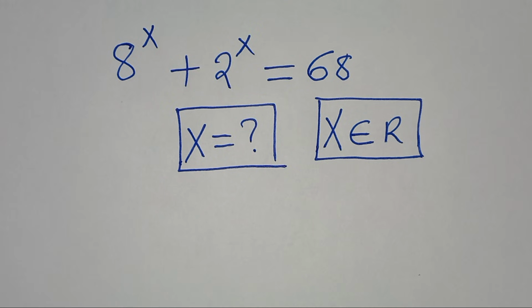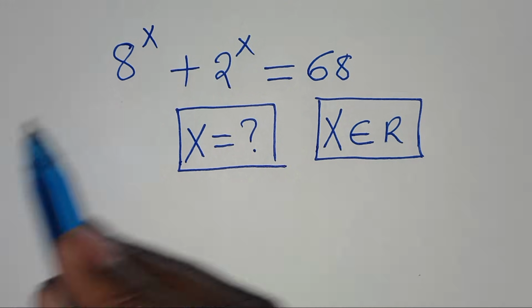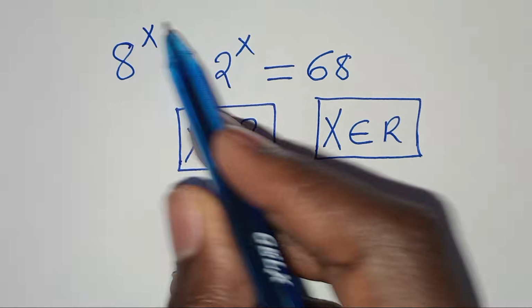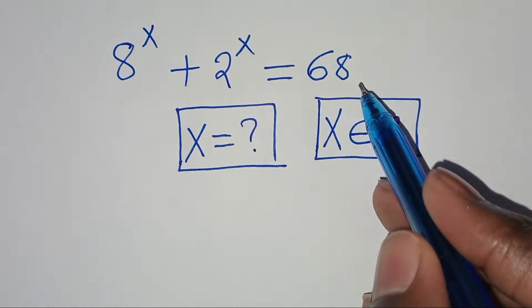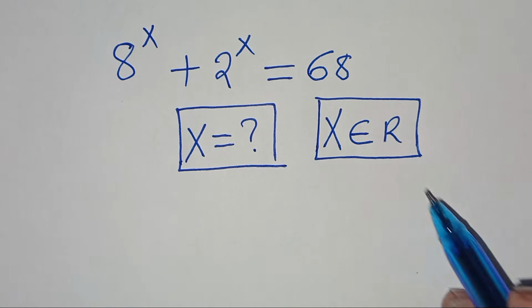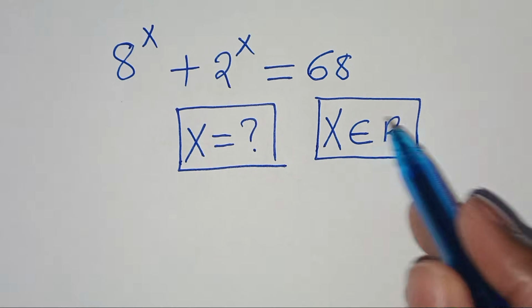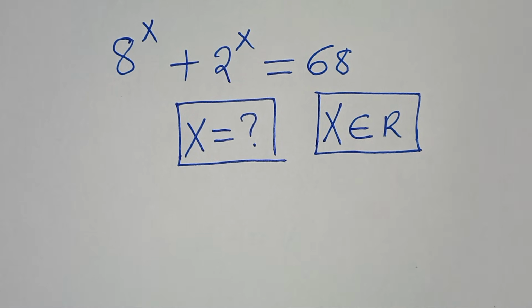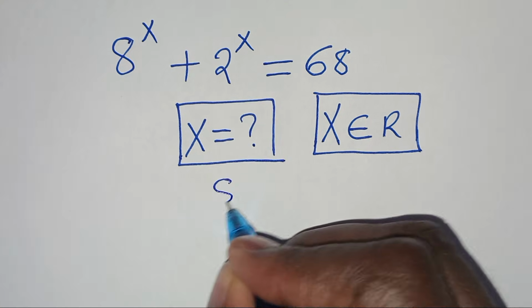Hello everyone, you're welcome to solve this nice math problem, which is 8 to the power of x plus 2 to the power of x. This is equal to 68. So what is the value of x given that x belongs to real numbers? Now let's provide a solution from here.